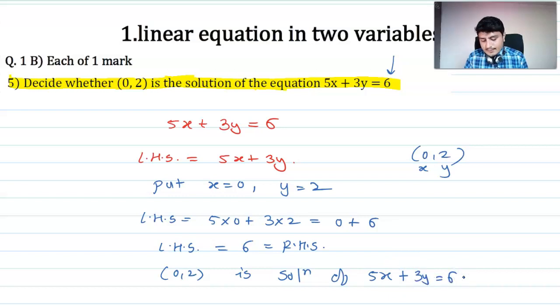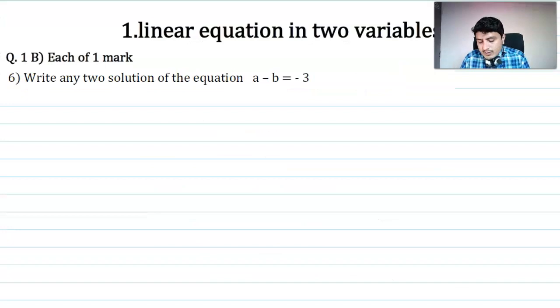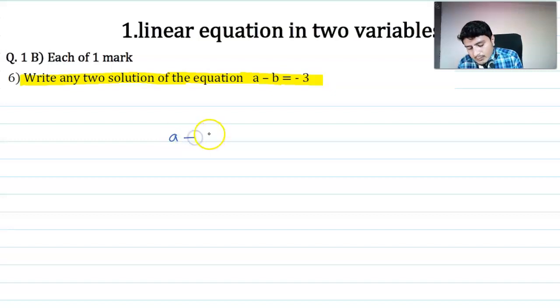Now look at the sixth question we have. Write any two solutions of the equation a minus b equals minus 3. Here we have a linear equation in two variables where the variables are a and b, so I am writing the equation a minus b equals minus 3. We have only one linear equation in two variables, which means it has infinitely many solutions.